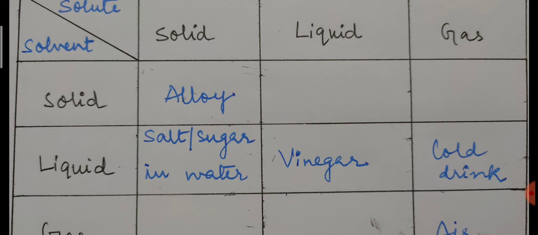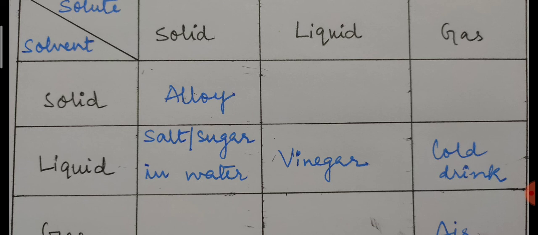So in case of solid in solid solution, for example alloy, what are alloys? In case of alloy, what happens? It is a mixture of two or more than two metals, or sometimes non-metal also. So metals and non-metals which form alloys, they both are present in solid state.